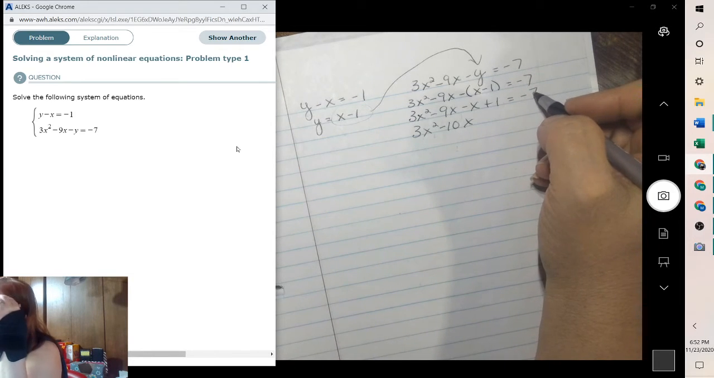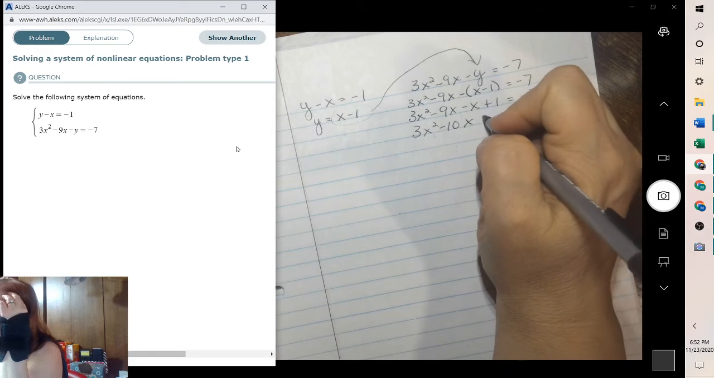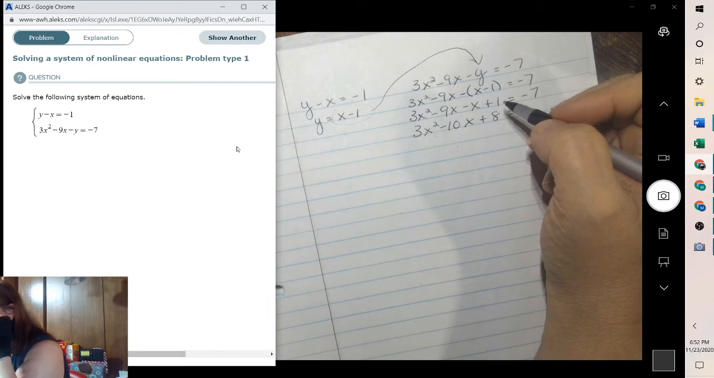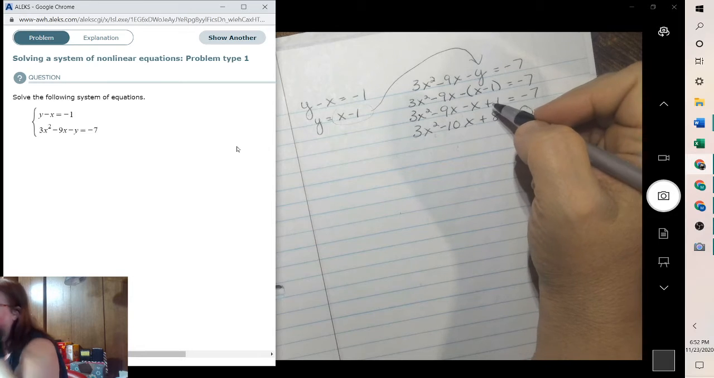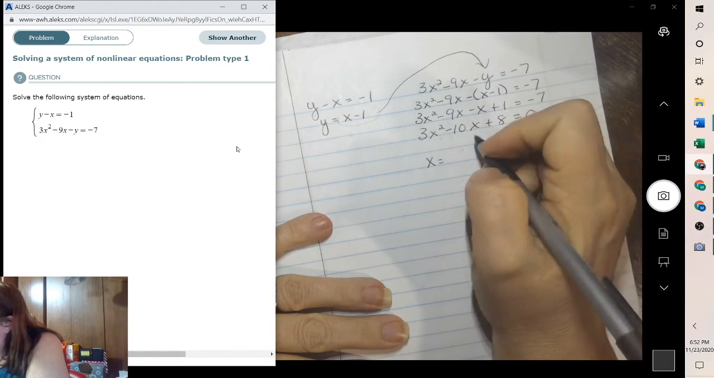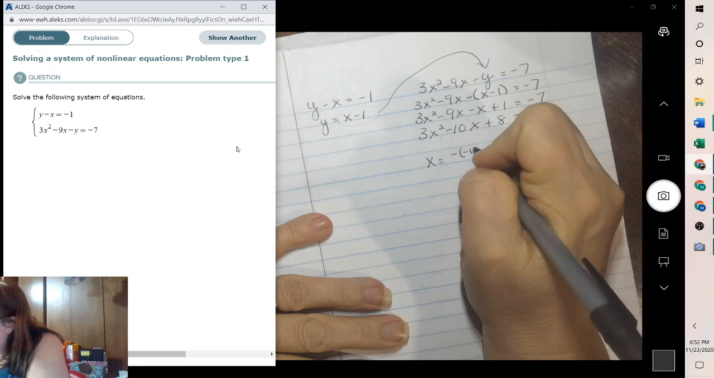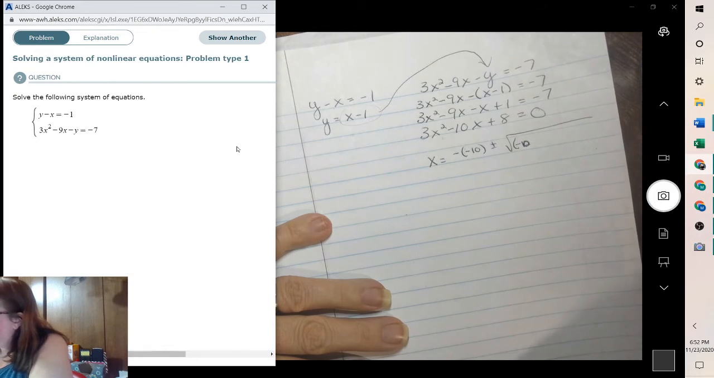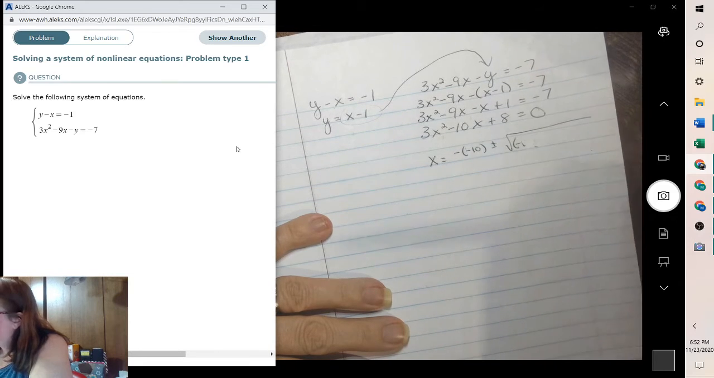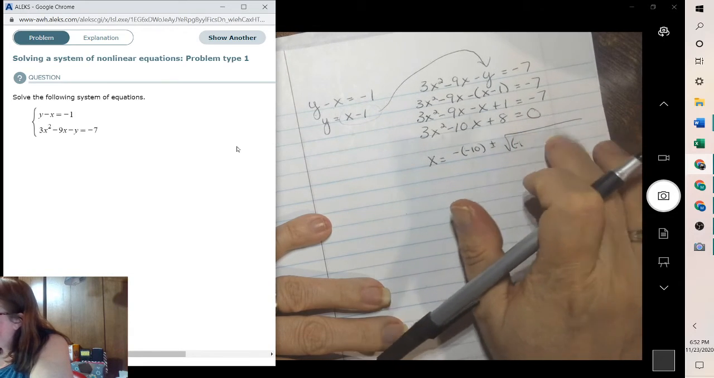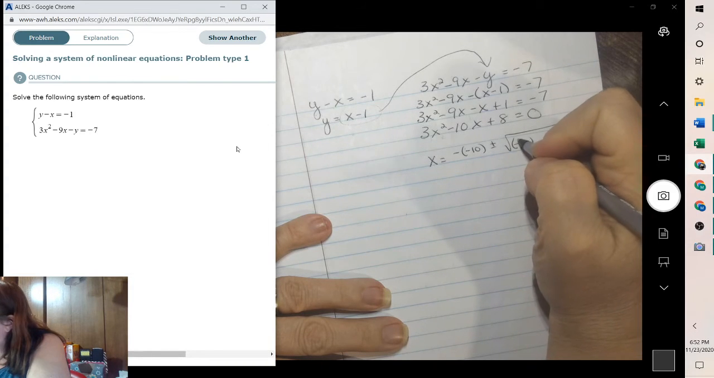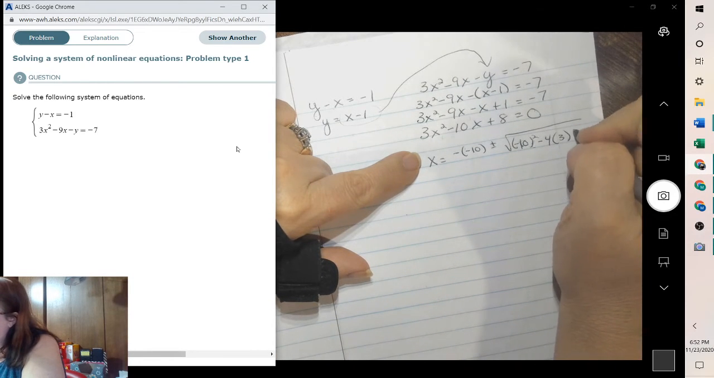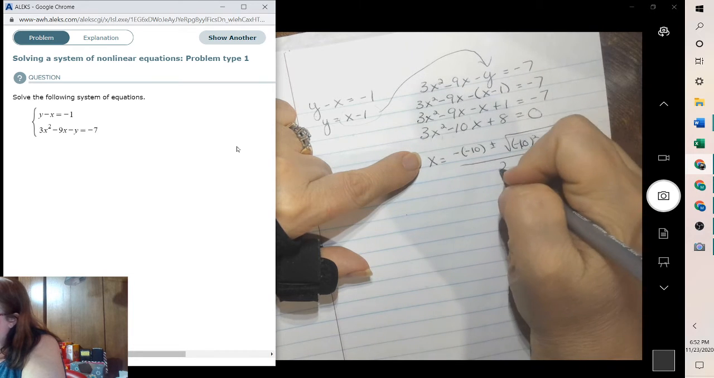Bringing the 7 over, we get an 8. Then you can try and factor it, or you can use the quadratic formula. Negative b plus or minus the square root of b squared minus 4ac, all over 2 times a.